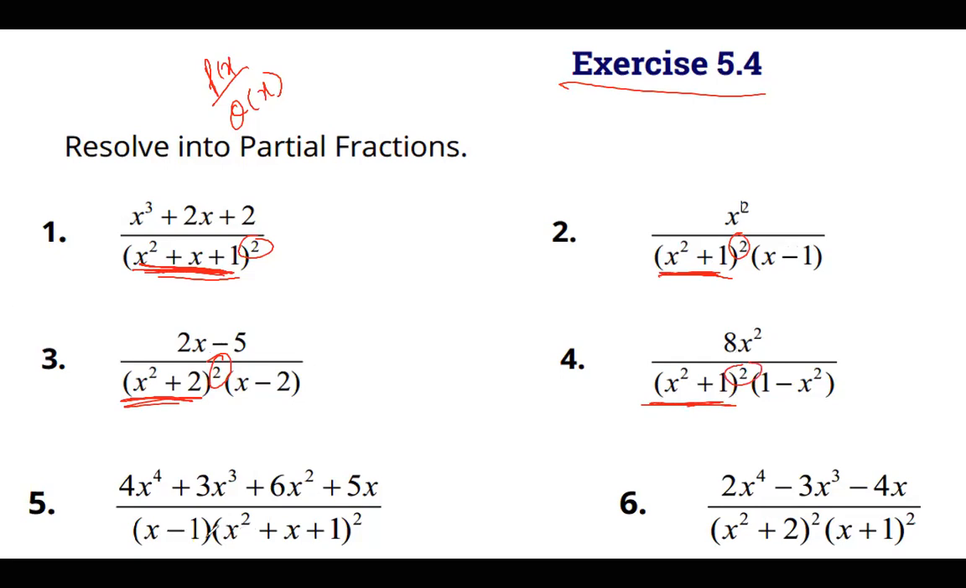Question number 5: this is linear, and this is an irreducible quadratic, and the square shows it is repeated. Same in question number 6. And if you just solve a single question, it is very easy to solve the remaining exercise. Now we are going to start solving the exercise. Let's solve question number 1.